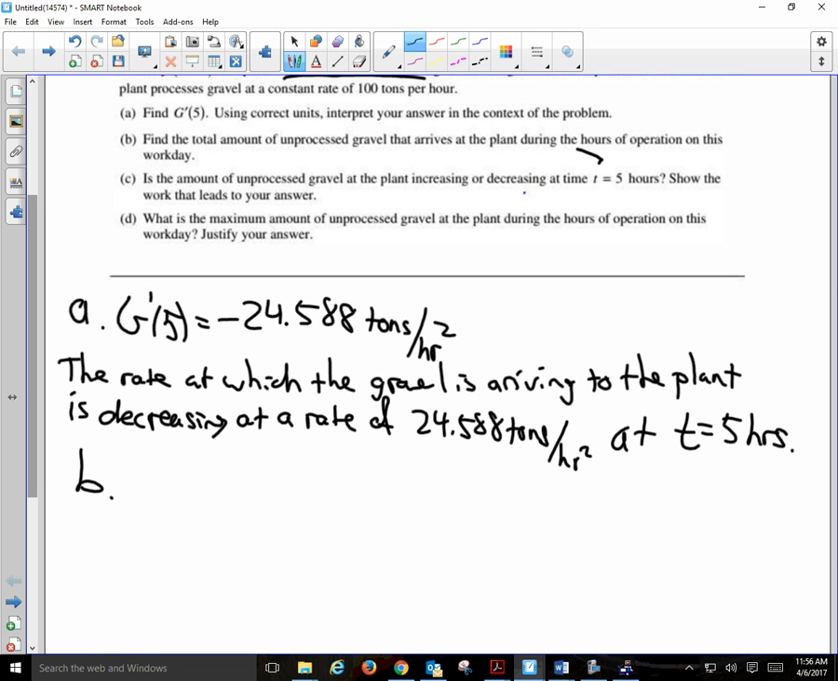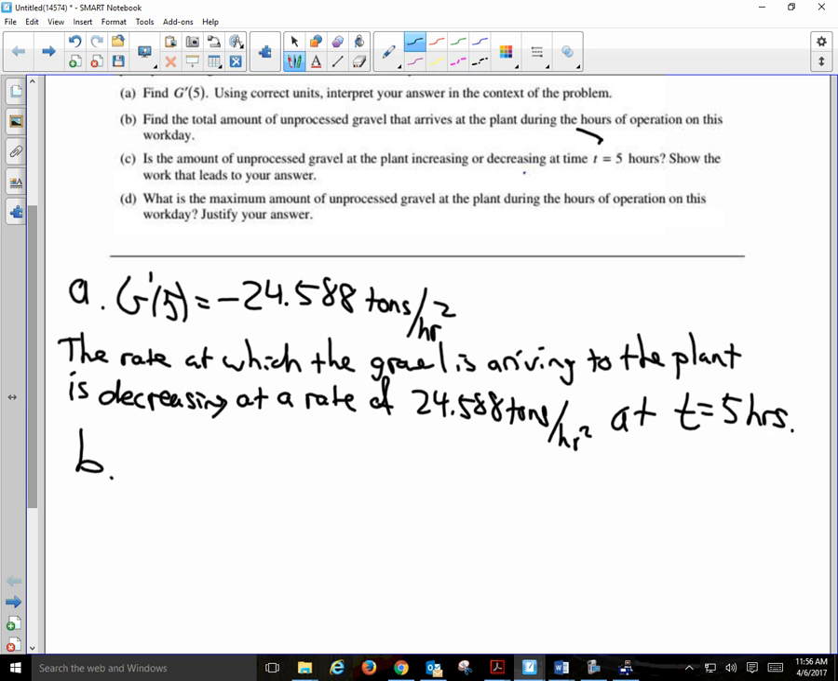B, find the total amount. When you hear find the total amount, that's like another thing. That's another way of saying find the total displacement. Okay, find the accumulation. How do I do that? How did we find distance or displacement? What did we use? We used our integral. So when it says find the total amount, we just use the integral.